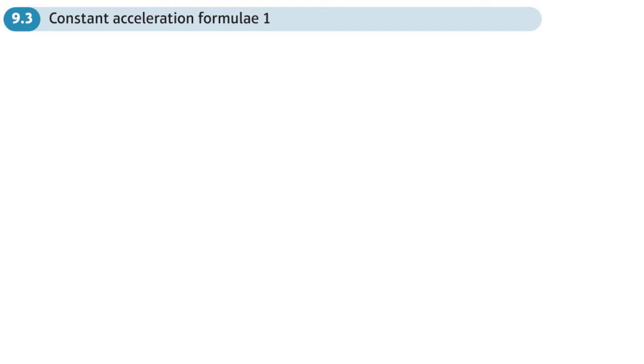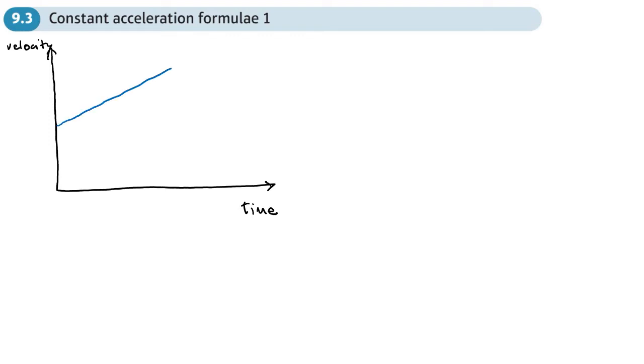This is the third section of chapter 9 on constant acceleration, and here we're going to introduce two constant acceleration formulae, and these formulae we can derive from a velocity time graph. So we'll start by drawing a velocity time graph like this. So time here and velocity along this axis here. I'm just going to draw a part of a velocity time graph. So I'm just going to draw something like this.